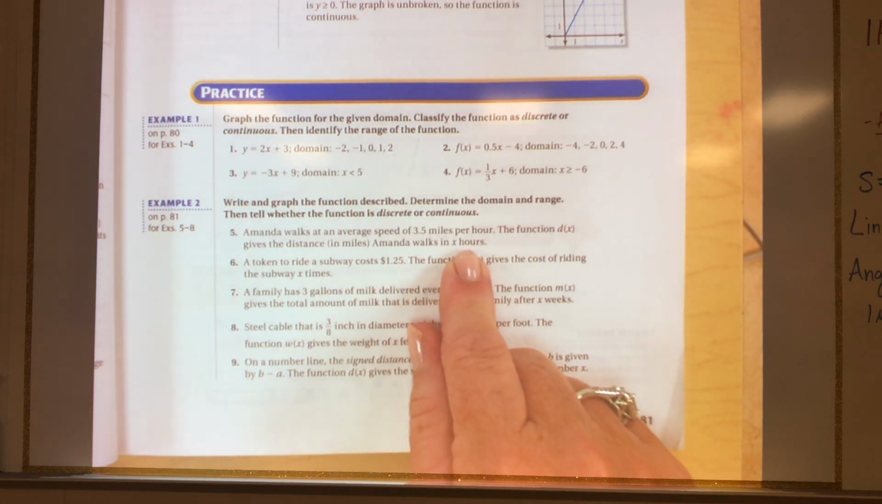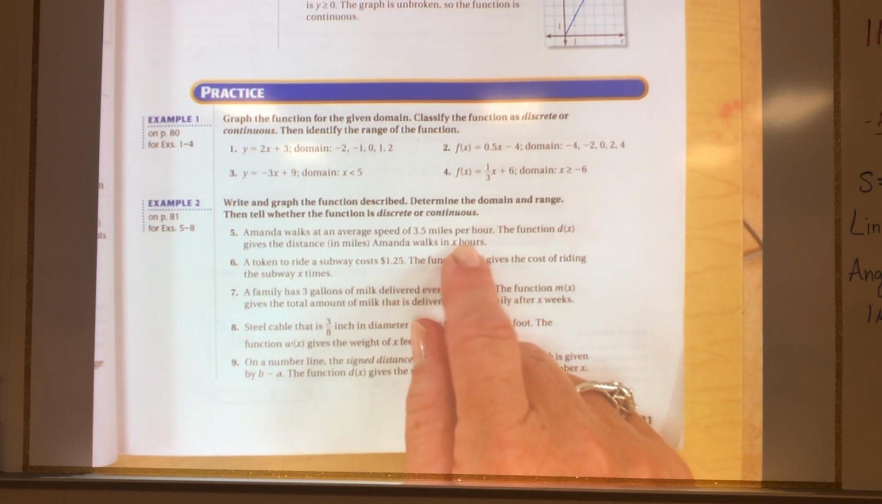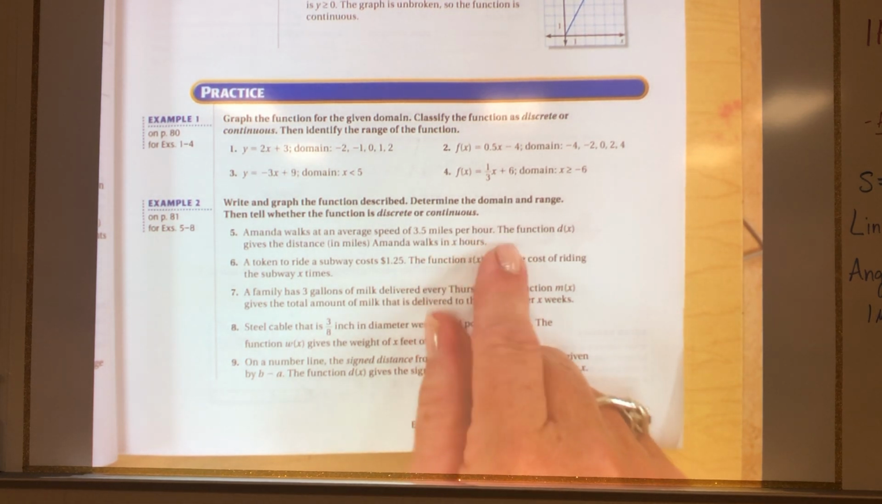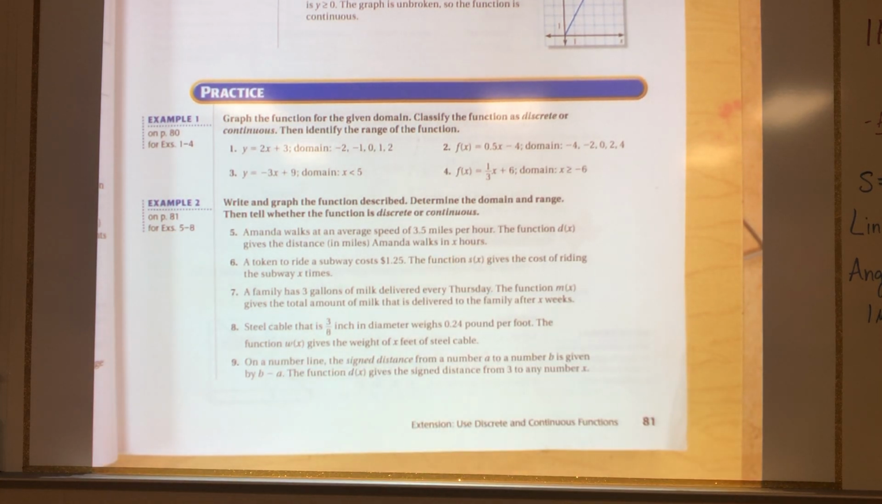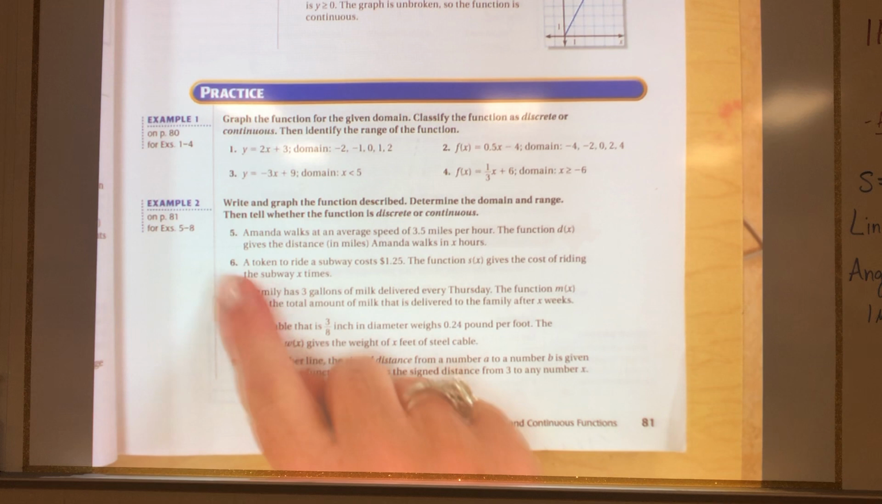No, it's continuous. Why? Because it keeps going. Yeah, you could have 1 hour, or you could have 1.1 hours, 1.2 hours, 1.3 hours. You can have that time in between the hours, okay? It's not just like 1 hour or 2 hours. I can walk in between. All right, look at number 6.